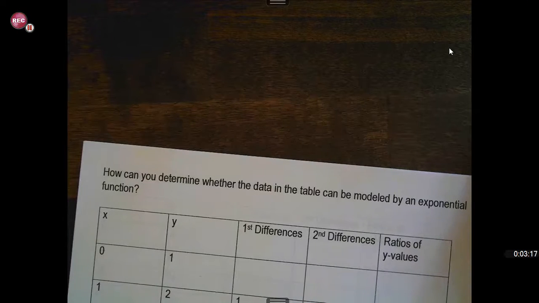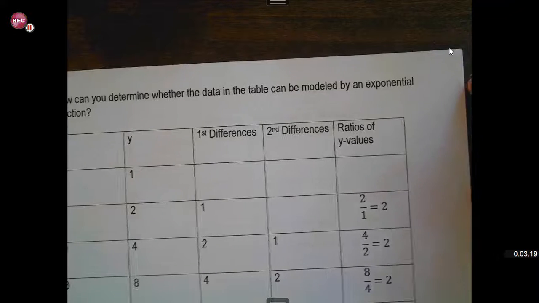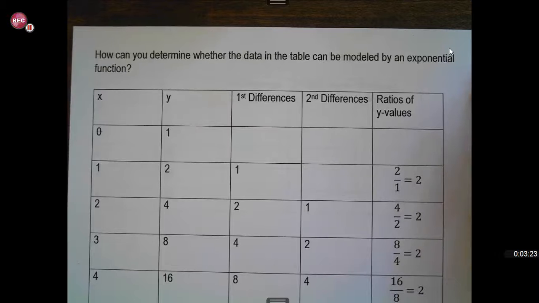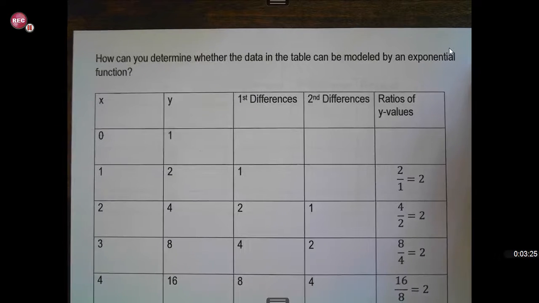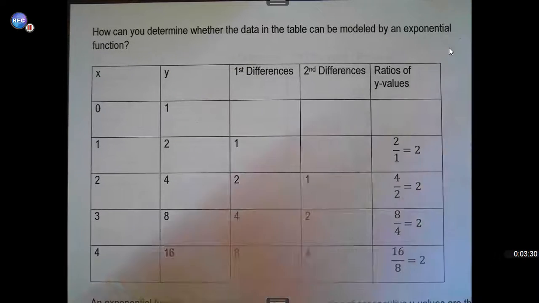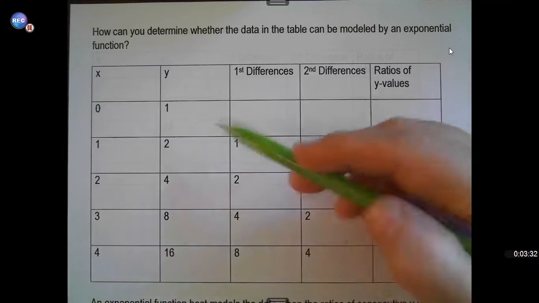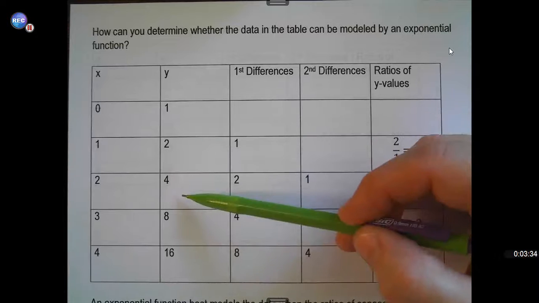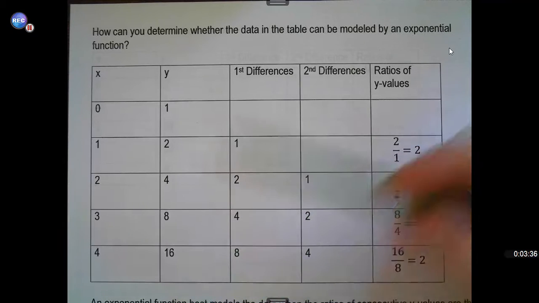Now we get to this, and what we have here is the set of data. We found the first difference. The differences here are 1, then 2, then 4, then 8. So it's not linear.